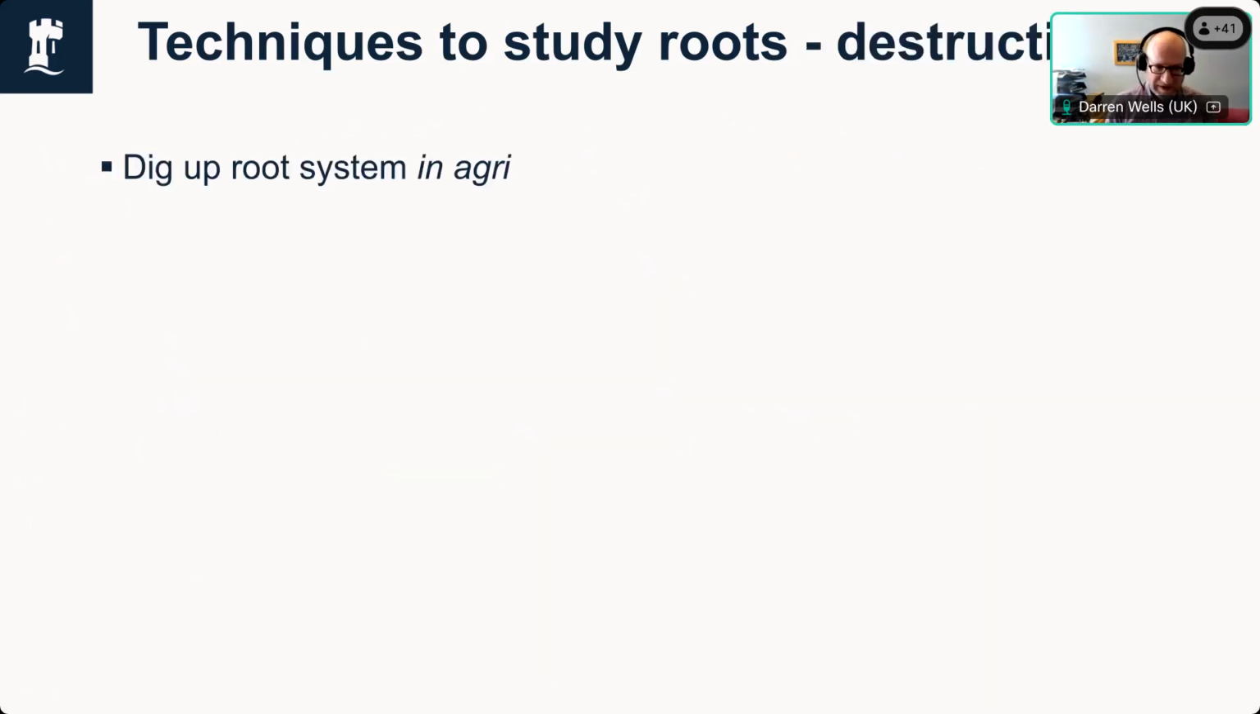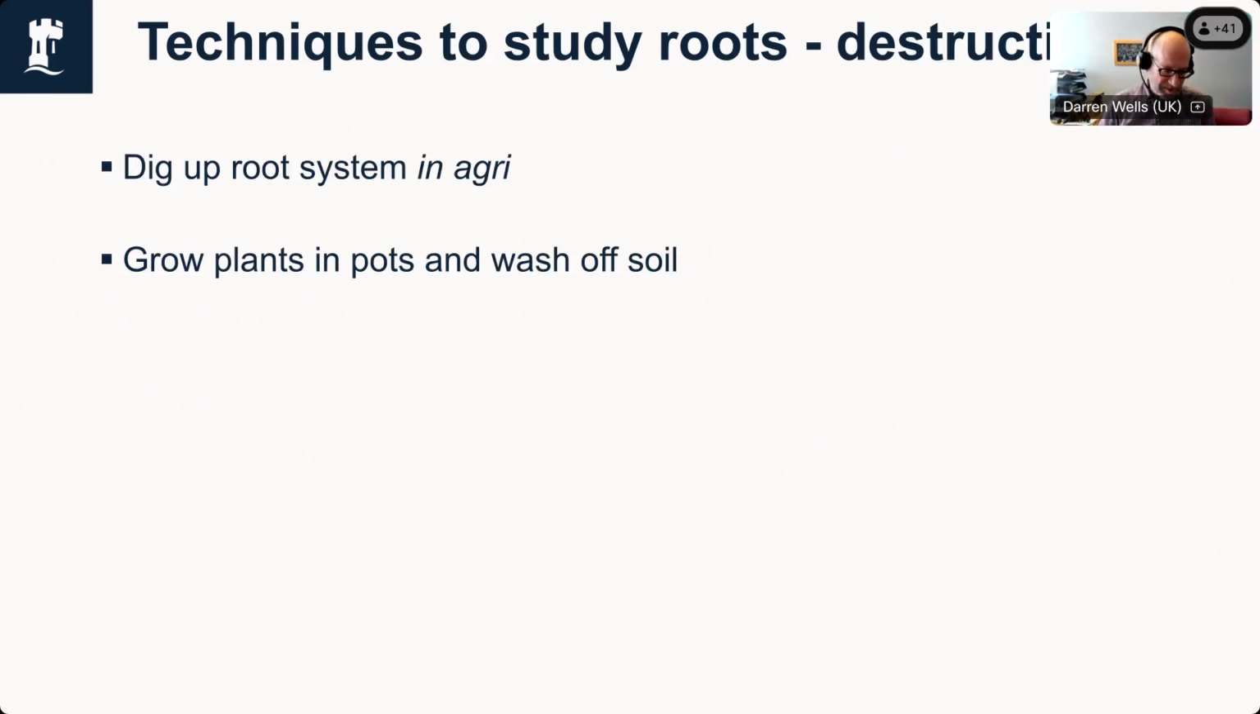So the destructive techniques: the simplest thing is to simply dig up a root system. This has the advantage that you can do it in the field. You can just walk out to your field at a certain point and either dig a trench or dig out the individual root system. You can do a similar thing if you're growing in controlled environments in pots. You can grow your plants in a pot and wash off the soil. And there are systems that have been in place for quite a long time, programs like WinRhizo using flatbed scanners to extract data from washed root systems. The problem with these systems is that in washing from soil for small plants, you lose the structure. You lose a lot of the architectural traits that might be useful.